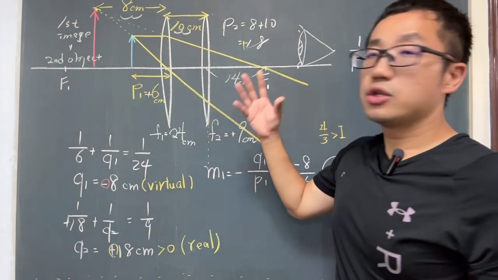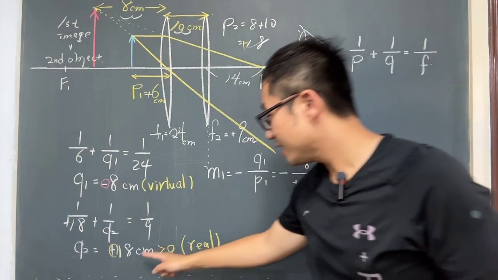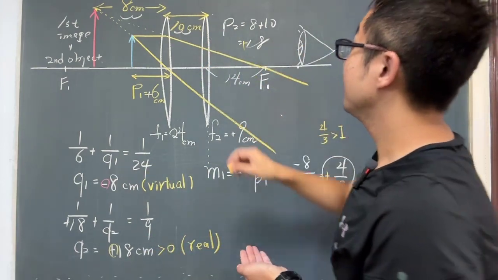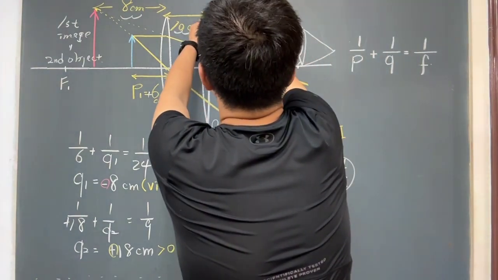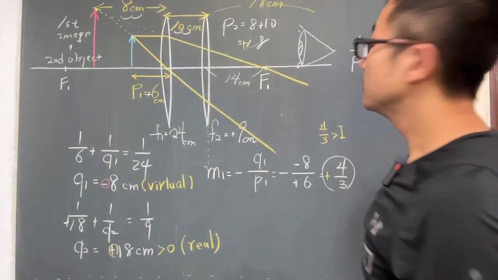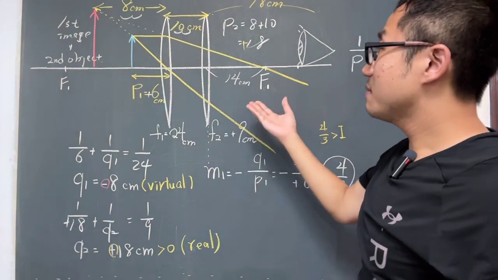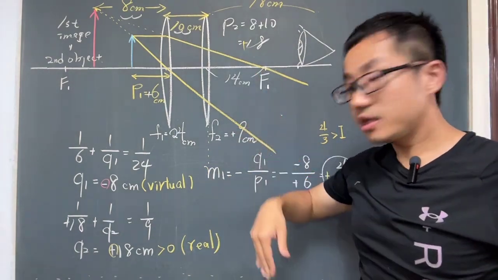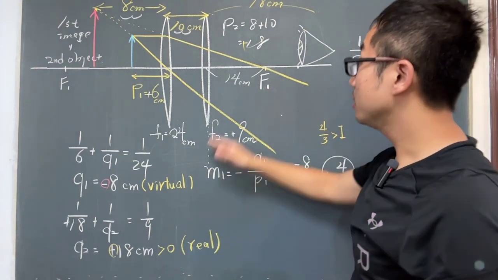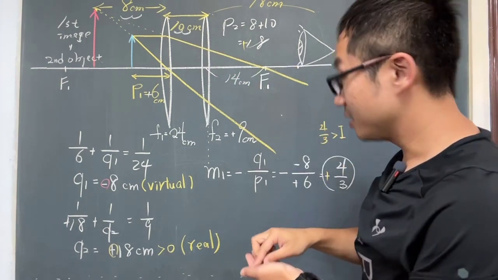And the real image should be located on the opposite side relative to your object, and it's now 18 centimeters away from the second lens. So I know I got a real image. If it is real, that means the final image should be inverted, upside down. So the location is 18 centimeters away from the second lens, like right here.